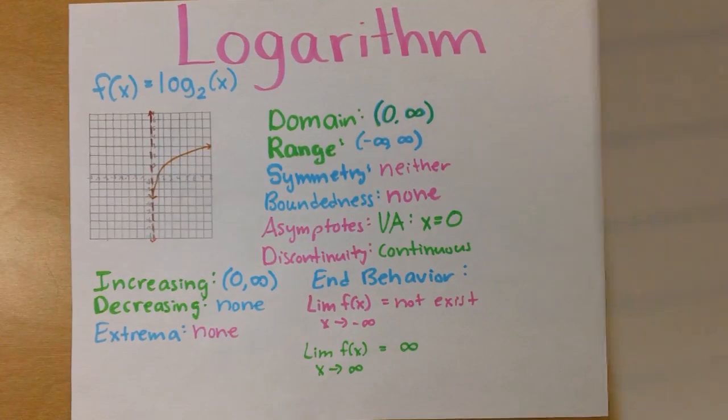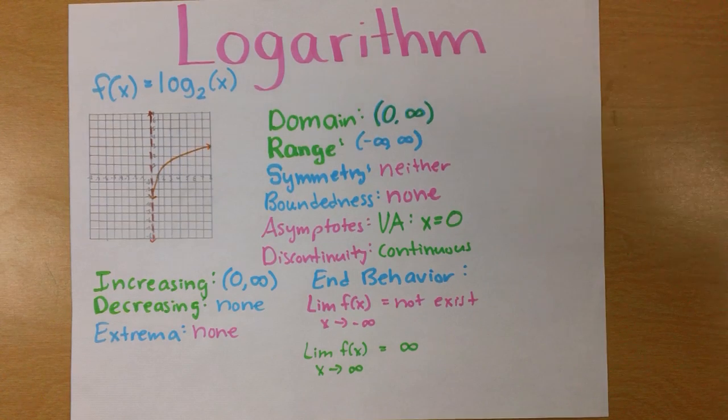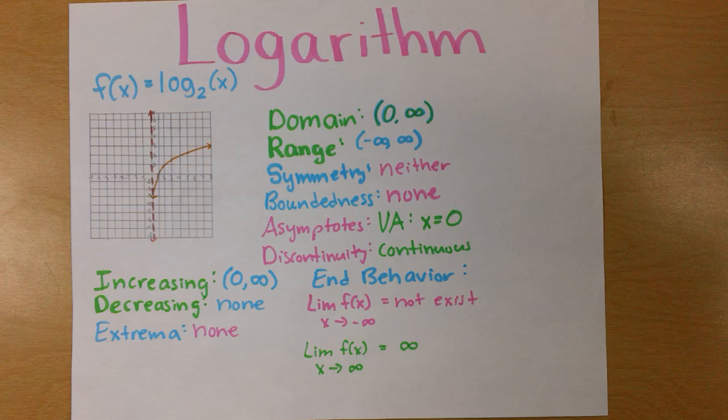Now next up, we have the logarithmic function. The parent function is f of x equals log base 2 of x. The domain is 0 to infinity, not including 0. The range is negative infinity to positive infinity. It does not have symmetry, and it is not bounded. It has a vertical asymptote at x equals 0. It does not have any discontinuities.